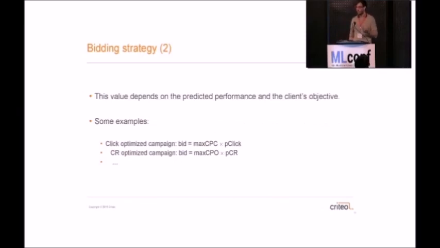And so in this second price type of auction, what we bid depends on the predicted performance and depends also on the objective of the campaign. So some people care about clicks, and in this case, we should bid the max CPC, the maximum amount of money the client is willing to pay for a click, times the predicted probability of click.